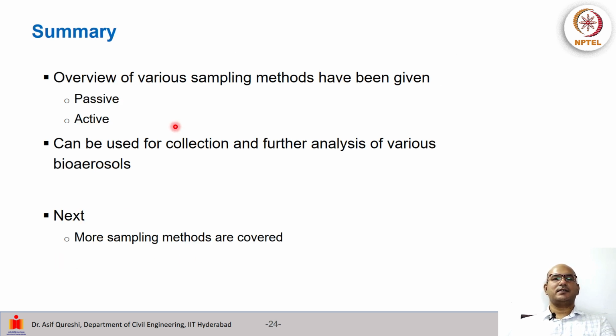So in summary, in this lecture, we have gone over an overview of various sampling methods, for example, passive and active samplers, impaction based and collection based, and these methods can be used for collecting samples and further analysis of the collected samples. In the next lecture, we will cover more sampling methods.